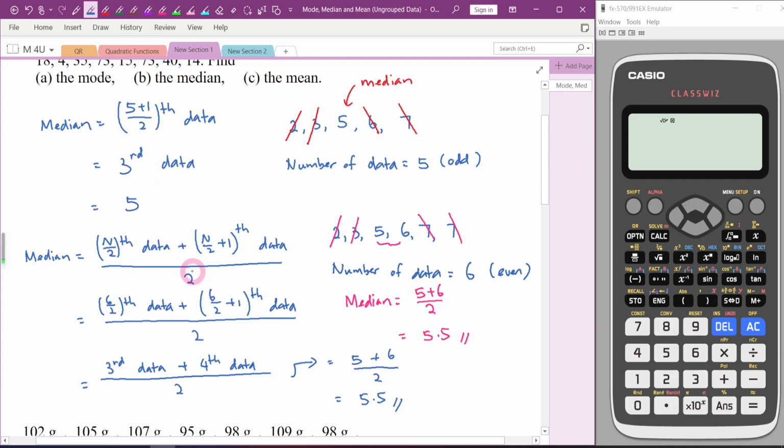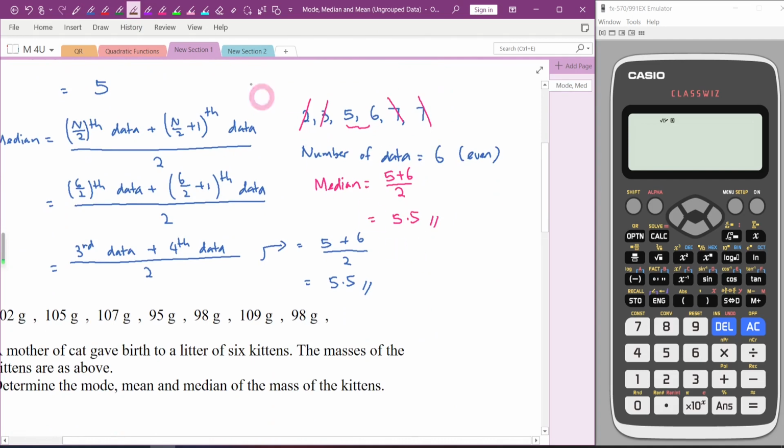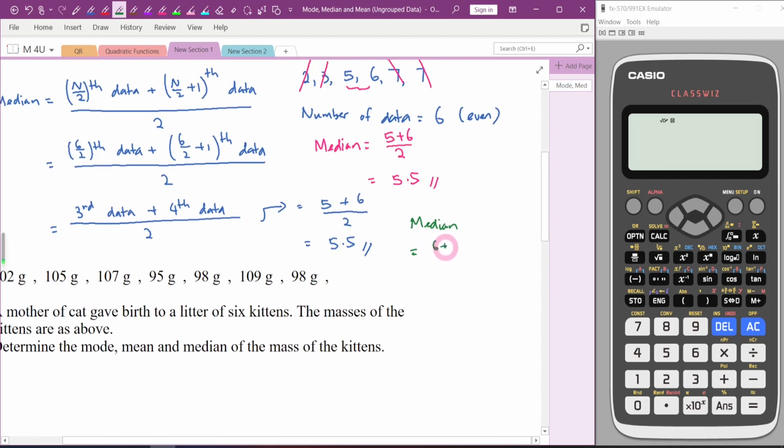If you are facing the same problem also, you can just use this formula for both situations. Odd or even, you also can use this formula. Let me show you here. Now, for the even number, let's say I use the same formula. Do we have problem? Median. Okay, let me write over here. Median. Even though this is an even number, but I still can use this formula. So just take 6 plus 1 divided by 2. You can write data or value or observations. It's okay.